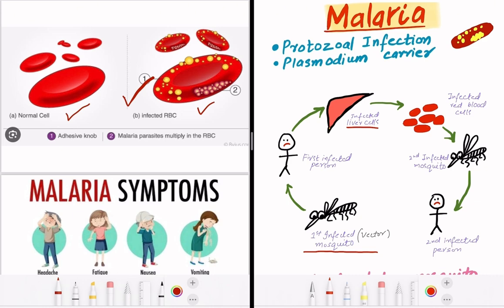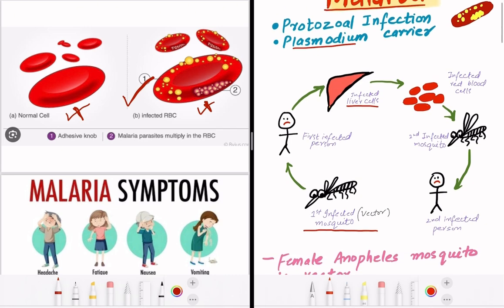Malaria is a protozoal infection caused by protozoa, and the carrier in the case of malarial infection is Plasmodium. This is the diagram of Plasmodium. This is a normal cell, and this is the cell which contains the infectious material and which is causing the infectious disease that is malaria. What is the cycle of malaria?